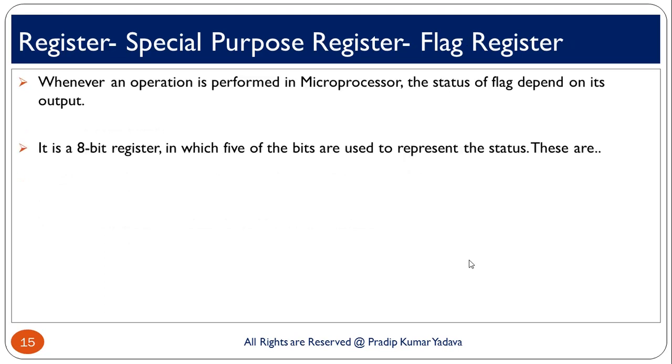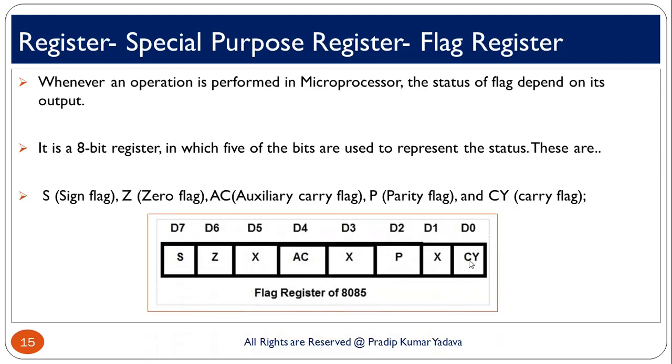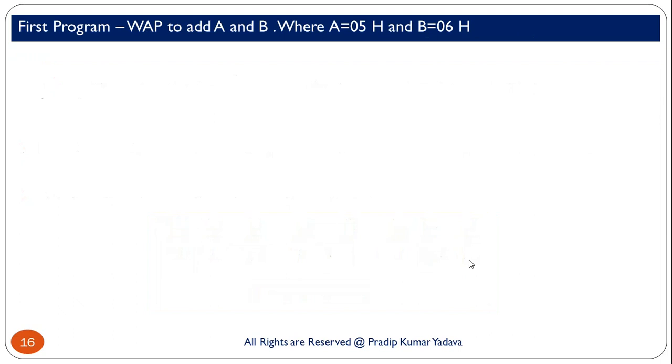Now, whenever an operation is performed in the microprocessor, the status of the flags depends on its output, and it is an 8-bit register in which 5 of the bits are used to represent the status. In theory classes I will discuss in detail the sign flag, zero flag, auxiliary carry, parity flag, and carry flag, when they are set and when they become reset. It will take at least one class to discuss, and we have no time now, I have to tell you the standard way to write a program. So, just moving towards the program.